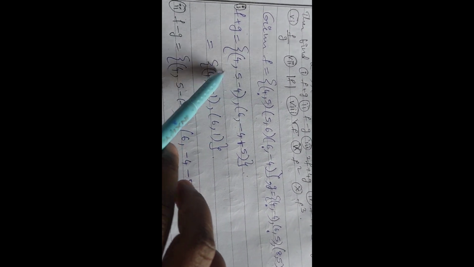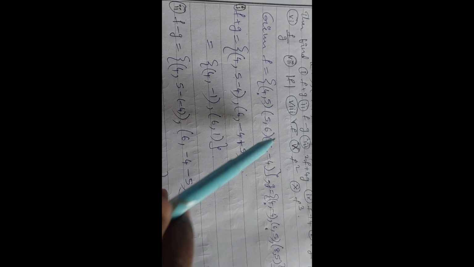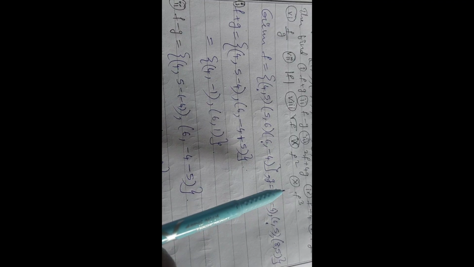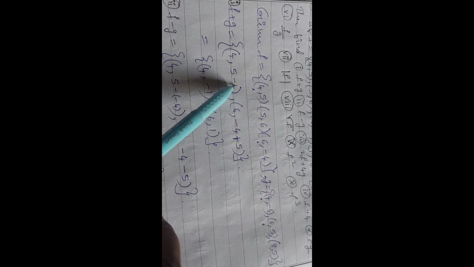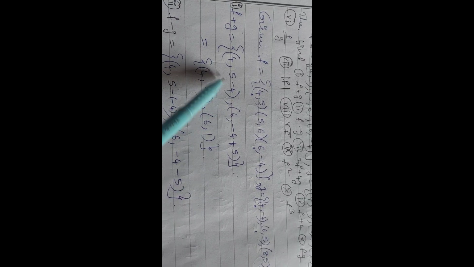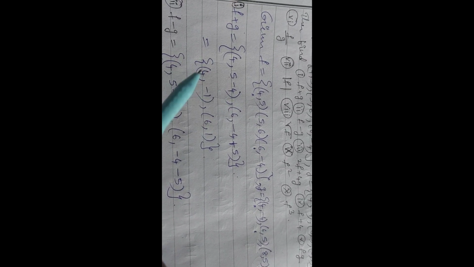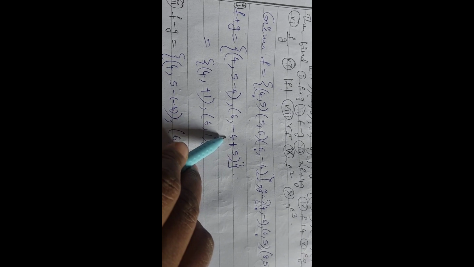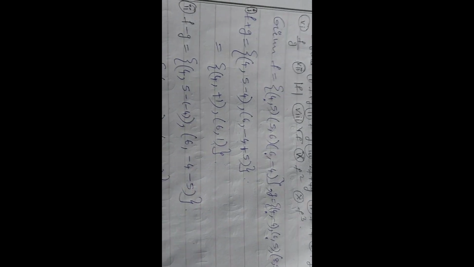So 4 comma, first function's and second function's codomains you have to add. So for 4, f has 5 and g has minus 4. So 5 minus 4 gives plus 1. And for 6, f has minus 4 and g has 5. Minus 4 plus 5 will give you plus 1.